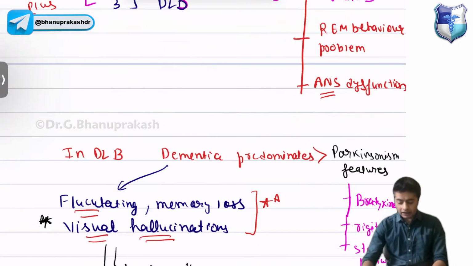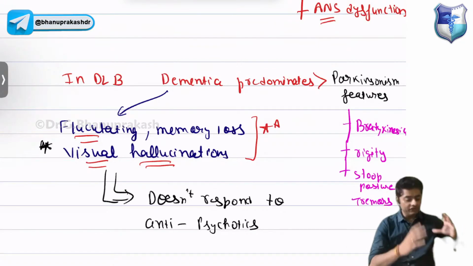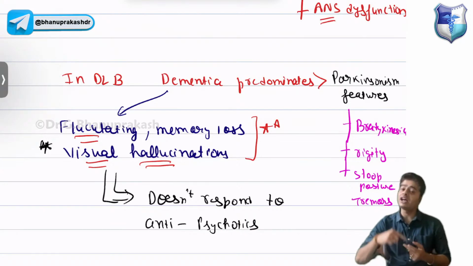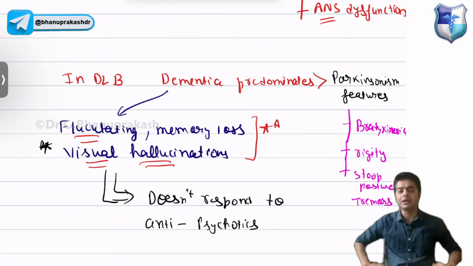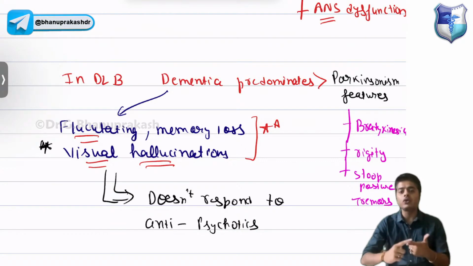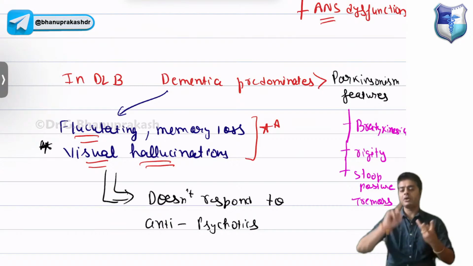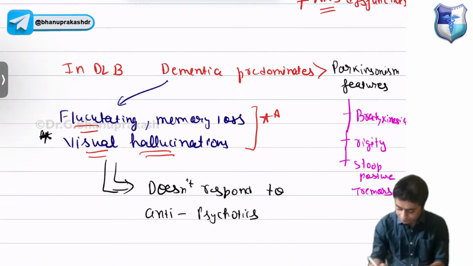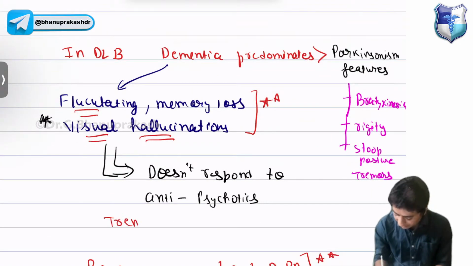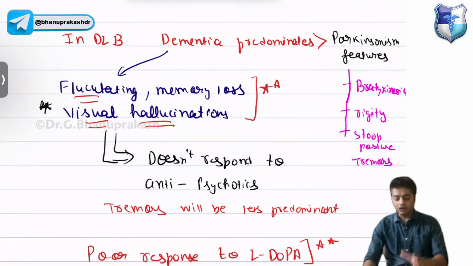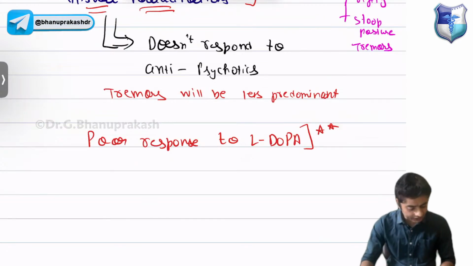Okay. In diffuse Lewy body dementia, if a Parkinson patient is coming to you and he is not responding to levodopa, and in that patient dementia is predominating, then you will suspect diffuse Lewy body dementia, and you will ask the history of visual hallucination. So if visual hallucination is there, fluctuating dementia is there, the patient responds poorly to levodopa, and, as this is a Parkinson plus syndrome, tremors will be less predominant, then you suspect the diagnosis of diffuse Lewy body dementia.